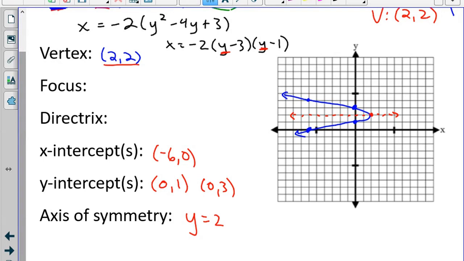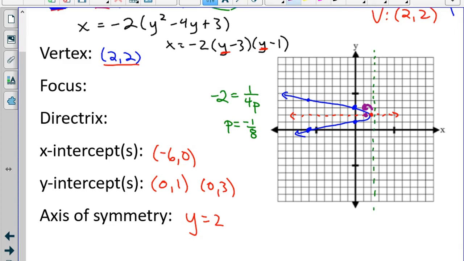Now, the focus and directrix, let's talk about that. Since -2 is equal to 1 over 4p, that means that I want to get p by itself. So p equals -1/8. And that means my focus is going to be 1/8 to the left of the vertex, and my directrix is going to be 1/8 to the right of the vertex. So my directrix will be around there.